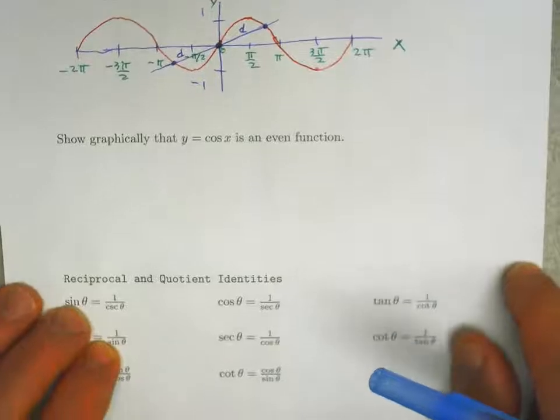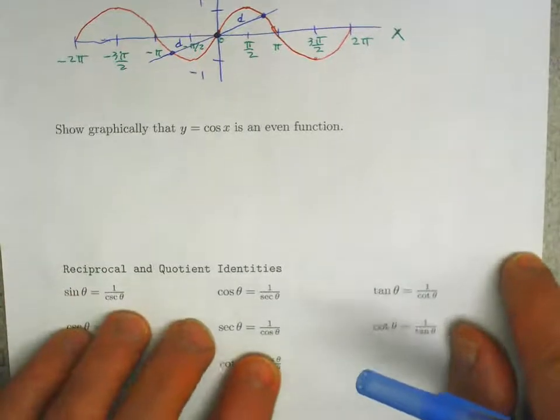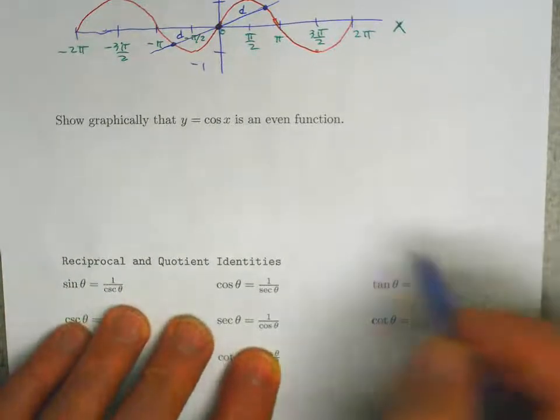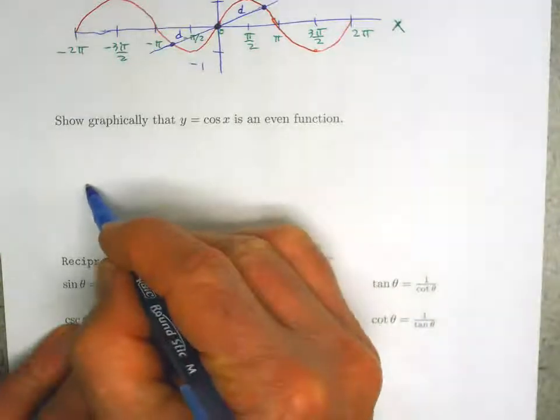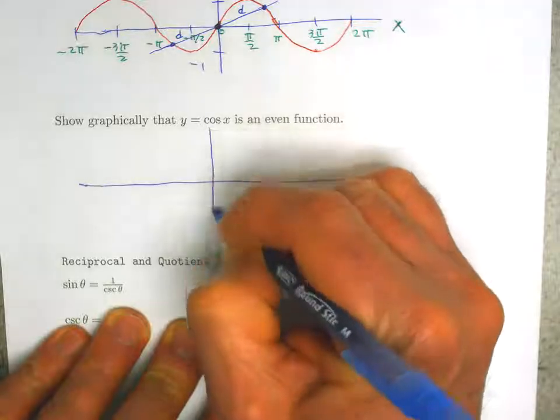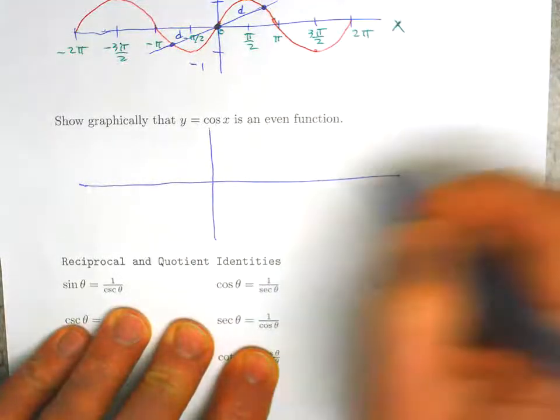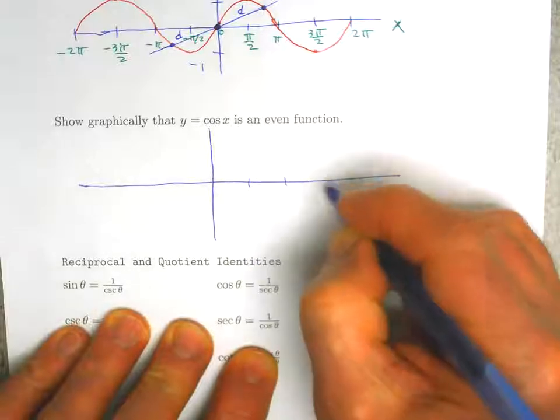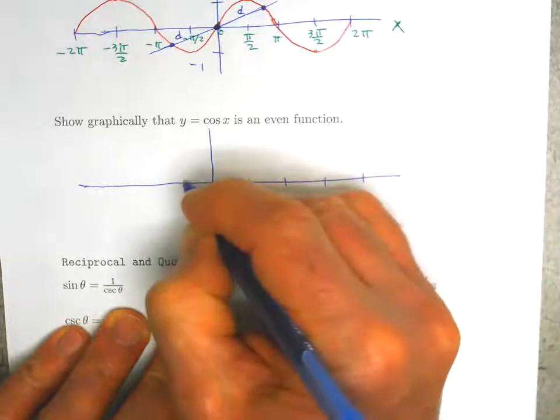Okay, now show graphically that y equals cosine of x is an even function. So I'll just do, oh, I guess we can do the whole thing.